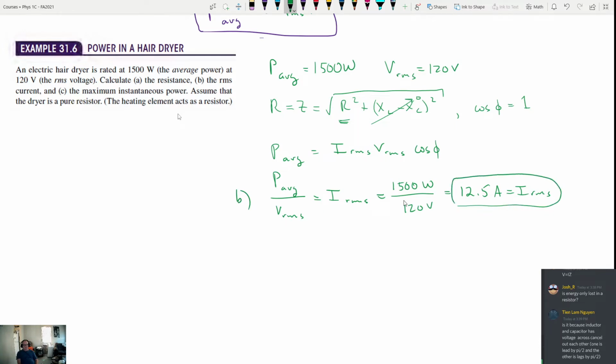We can use this to find part A, which is the resistance. If I take I RMS squared and multiply by R, that's equal to average power. So we can find the resistance by taking the average power and dividing by I squared. Average power was 1500 watts. We're dividing by I RMS squared, so 12.5 amps, and we need to square it. This should give us our resistance.